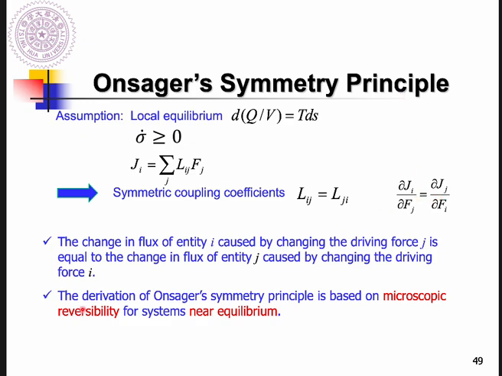The derivation of the Onsager symmetry principle is based on microscopic reversibility for systems near equilibrium conditions, which means that it only works when all the systems we are talking about are very close to equilibrium conditions.